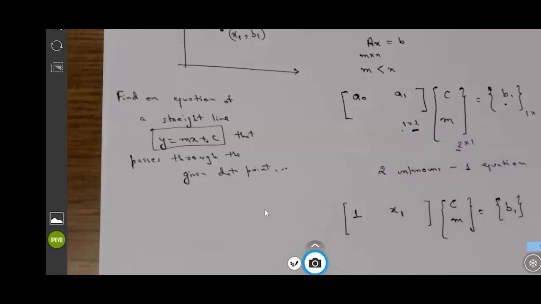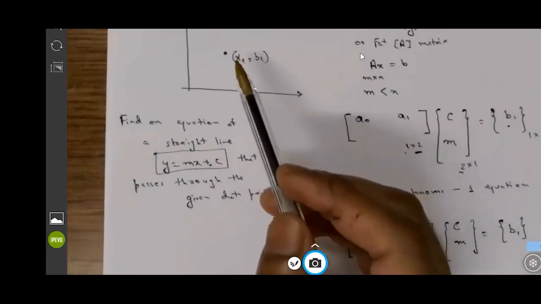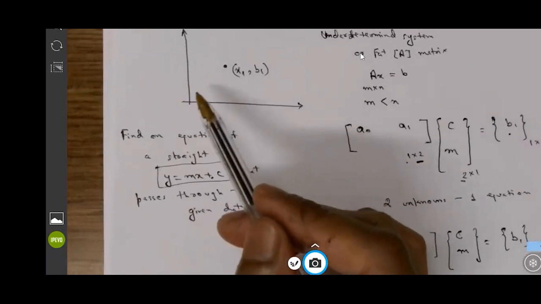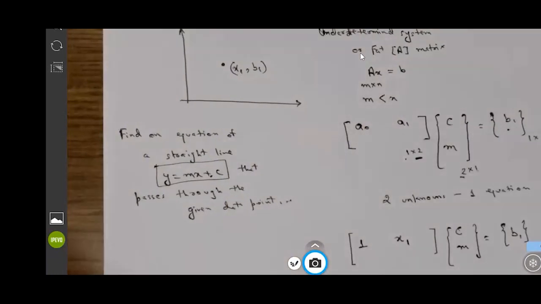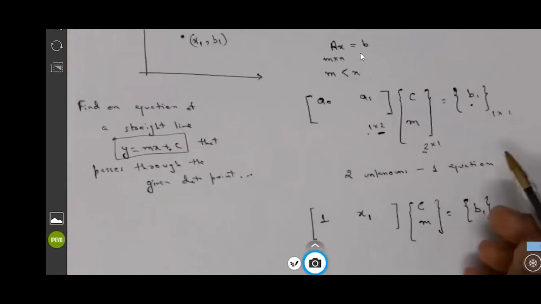So let me pick another student from the list of students here. How about Karthik? Karthik? Okay, if not, Mohammad Qasim? Yes, Professor. Okay, so intuitively tell us how many straight lines you can pass through this. Infinity. Infinite. And that is what you will get. This system of equations will have infinite solutions.